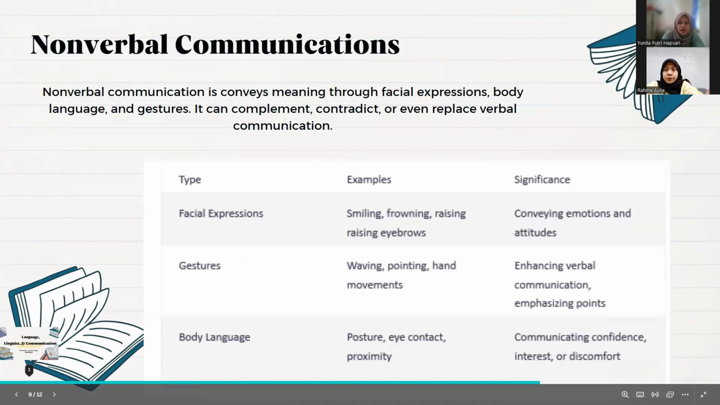Examples of facial expressions are smiling, frowning, raising eyebrows. It is conveying emotion and attitudes. And then examples of gestures are waving, hand movements. It is enhancing verbal communication, emphasizing points. And then examples of body language are posture, eye contact, and proximity. It is communicating confidence, insecurity, and or discomfort.